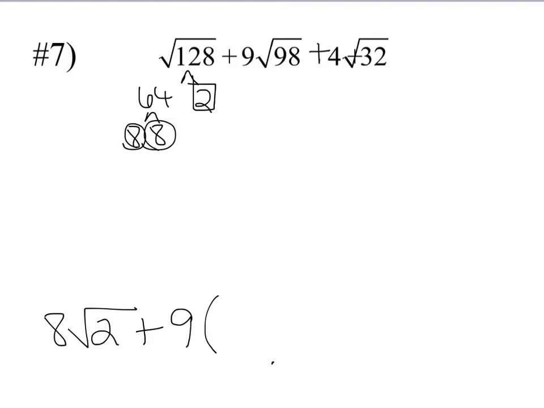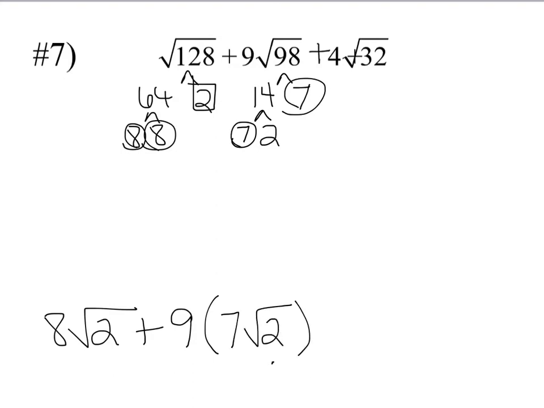Plus 9 times, now we're going to break down the square root of 98. 98 is 14, 14 and 7, and 14 is 7 and 2. So I can bring a 7 out front and have a square root of 2 left.